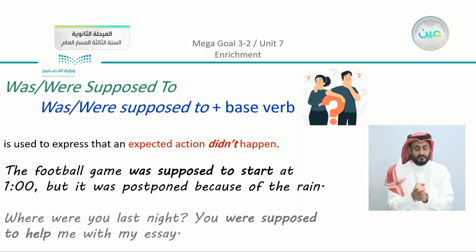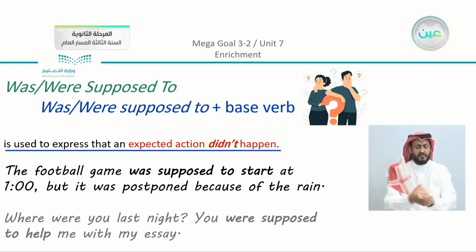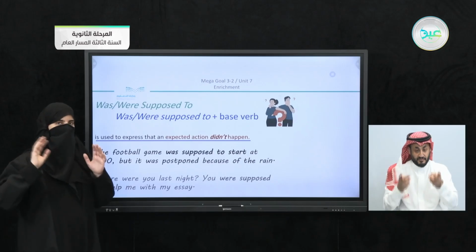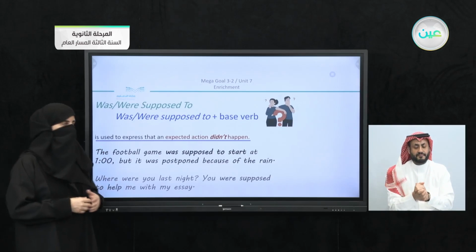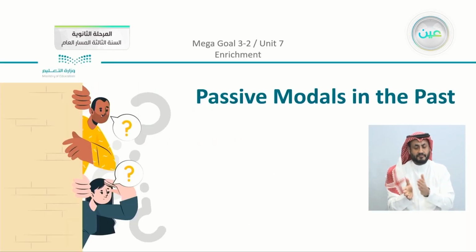Now it is used to express that an expected action didn't happen. So let's just read the example here also to recall: the football game was supposed to start at 1 o'clock, but it was postponed because of the rain. You can see that we have here was supposed to start, the base form here. Now note that this structure is different from the structures that we have studied before. So we're going to just apply them in exercises, inshallah.